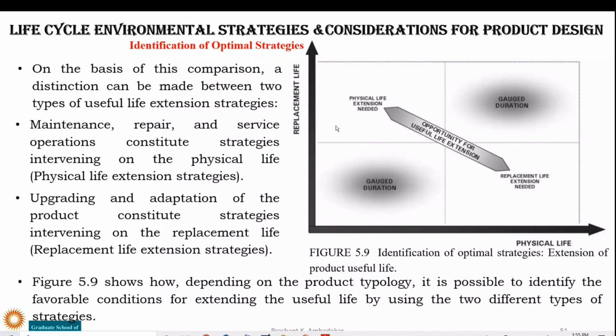Again, consider the example of home. Suppose the life of a home is only 10 years. The cost required for building a house is too much. If its physical life is 10 years, but its replacement life is high, and it can be replaced after 20, 25, 30 years, then it is not a gauged duration. It falls in this quadrant, and it says that physical life extension is needed. When the product falls in this category, we will see that physical life extension is needed, and if it falls in this category, we will see that replacement life extension is needed.